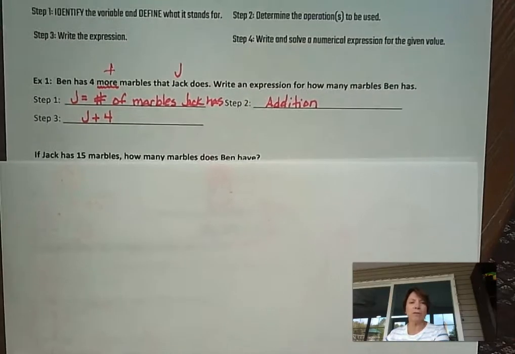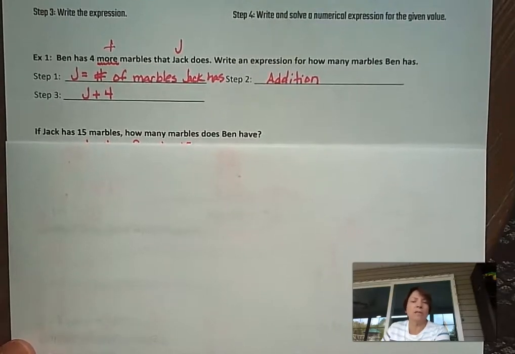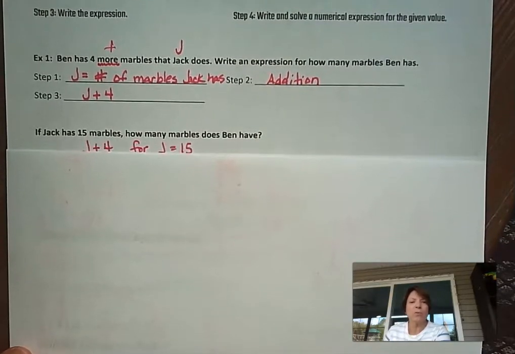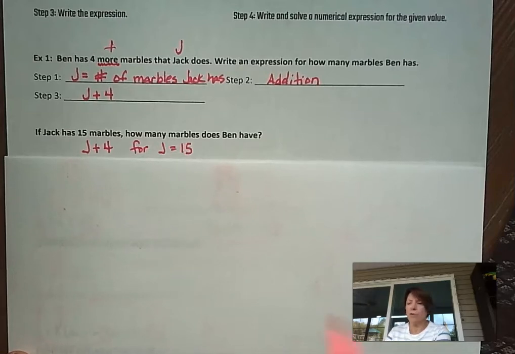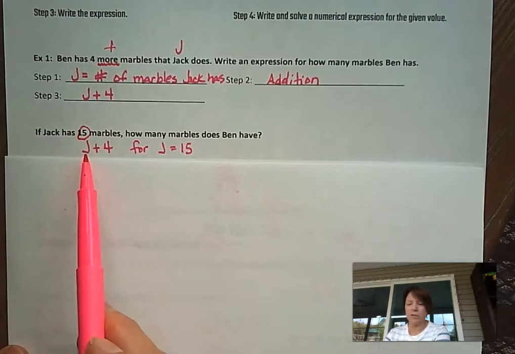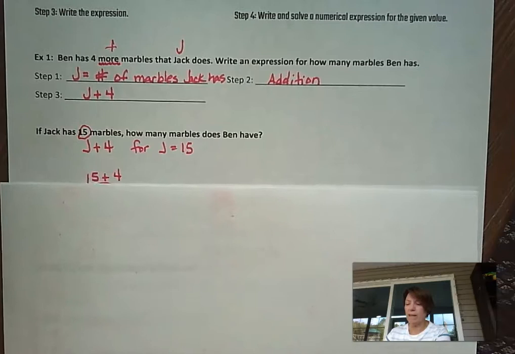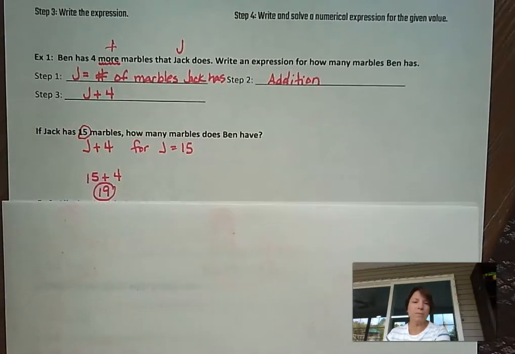Now down in the next part, they give us some information. They say, well, if Jack has 15 marbles, how many marbles does Ben have? So what we're going to do is write our expression, and then we're going to take the 15 that they give us right here and replace or substitute our J variable with 15, and then add those together to find out that if Jack had 15 marbles, then Ben would have 19 marbles.